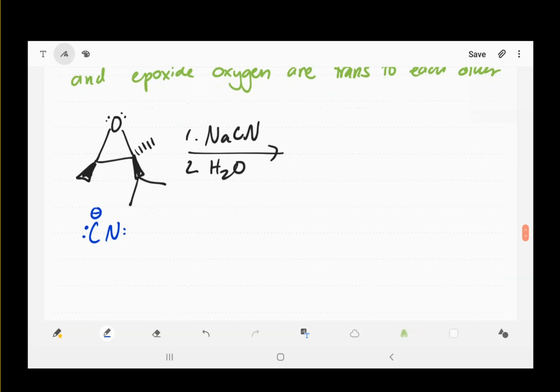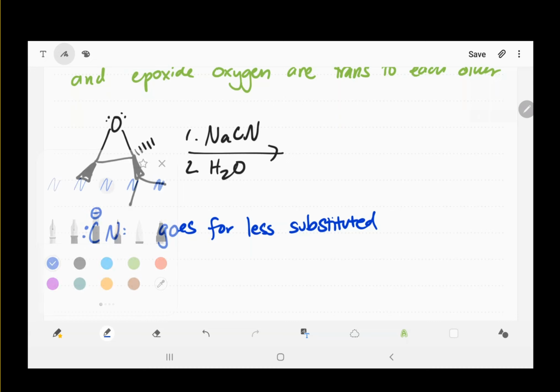So, SN2 reactions, remember, don't happen on tertiary centers. So, we're definitely going to go for the less substituted side. Right. So, here we go. In this case, it's coming in from behind. Oh, I will be consistent. I will use light blue for my reaction arrows. It's going to pop this epoxide open.